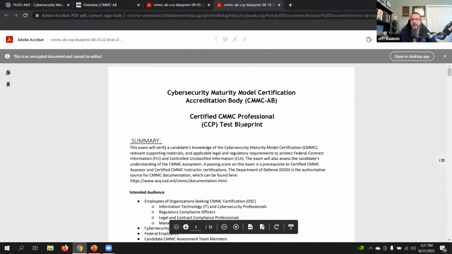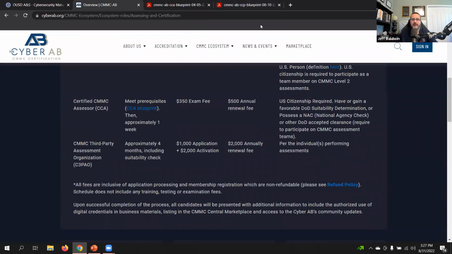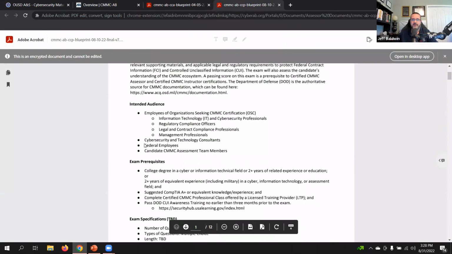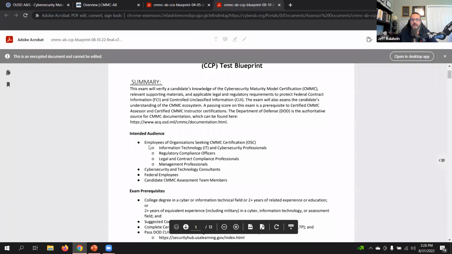All right, so here we are in the blueprint. That's how you get to it, right here. First things first, the intended audience: employees of an OSC. I already mentioned that. Any of these folks can go get this.